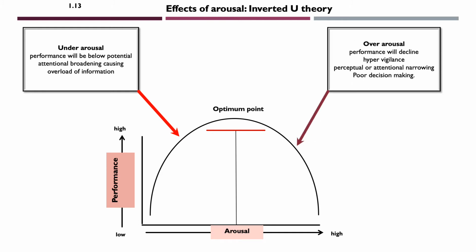The opposite side of the scale is where a player becomes over-aroused. They go beyond this optimum point and they get too het up and focused on what they're trying to do. Essentially, they're trying too hard. Psychologically, that's known as hypervigilance.